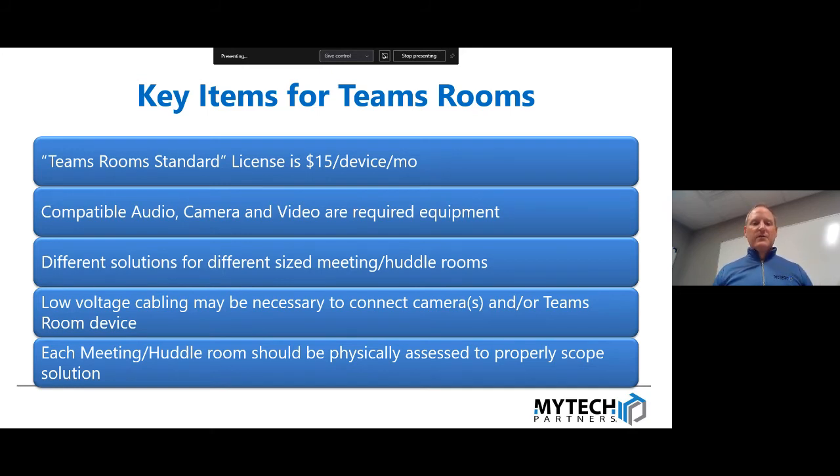We're not going to get into all those details, but just know that, for instance, we're in a room where we have one display. If you need two displays, or if you need more audio, there are different devices available for that. The other thing that makes this solution unique, and you want to have it tidy, and it's going to be different per room, is that low voltage cabling may be required, whether you're going to have HDMI cables or custom USB cables or powered USB cables, etc. So each room really needs to be physically assessed in order to properly scope the solution.